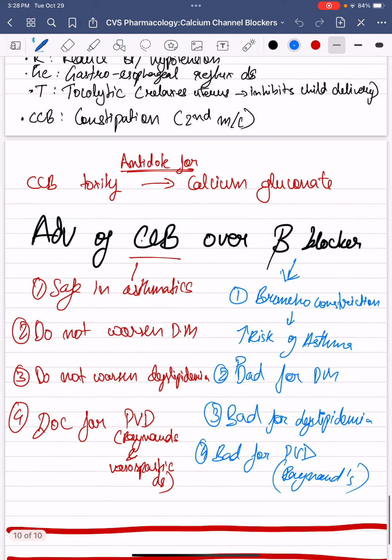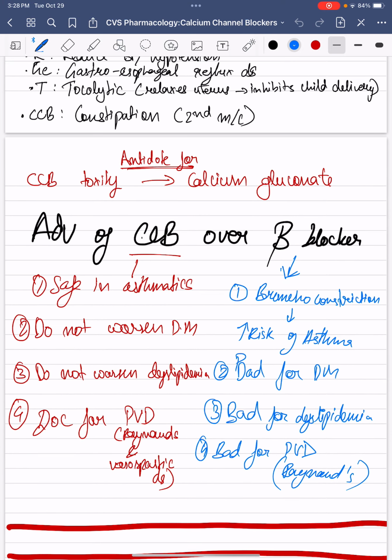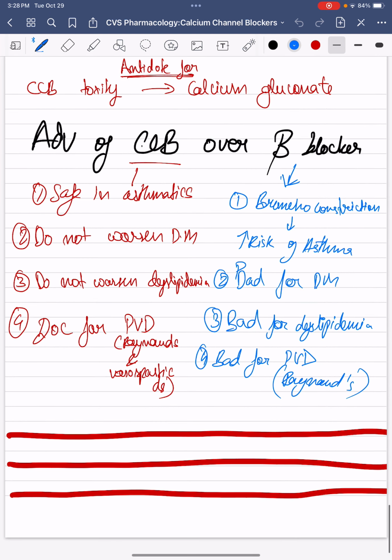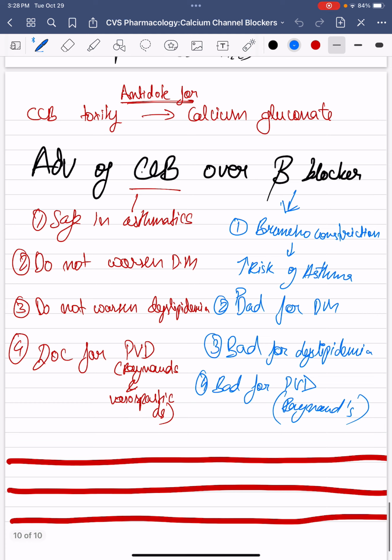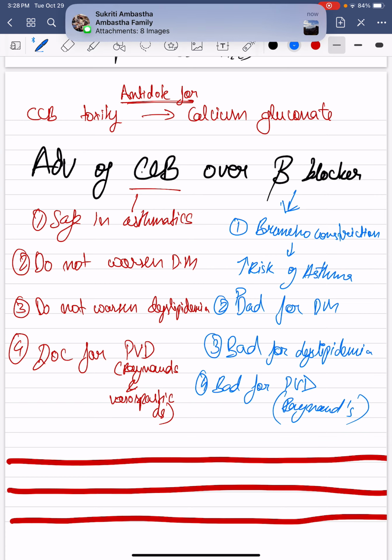So what is the antidote if there is calcium channel blocker toxicity in a person? We'll give calcium gluconate. So what are the advantages of using calcium channel blockers over beta blockers? Calcium channel blockers are safe to use in asthmatics, but beta blockers cause bronchoconstriction, so there is an increased risk of asthma. Calcium channel blockers do not worsen diabetes mellitus, but beta blockers are bad for diabetes mellitus.